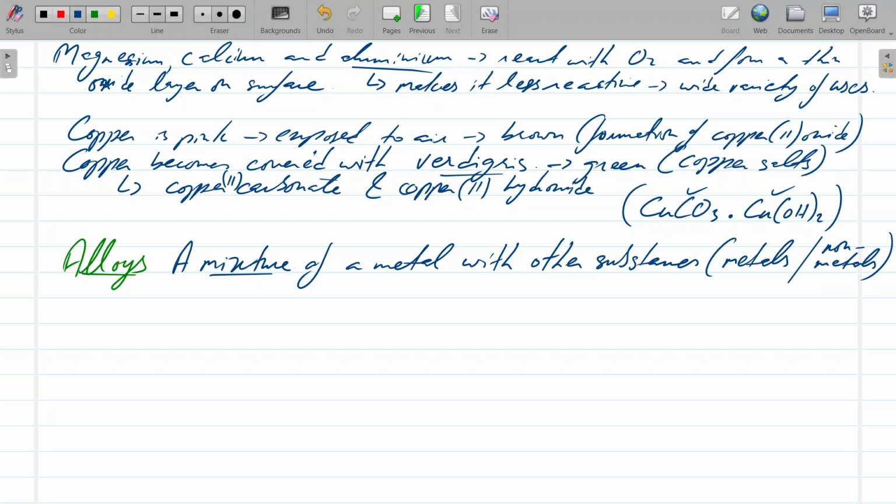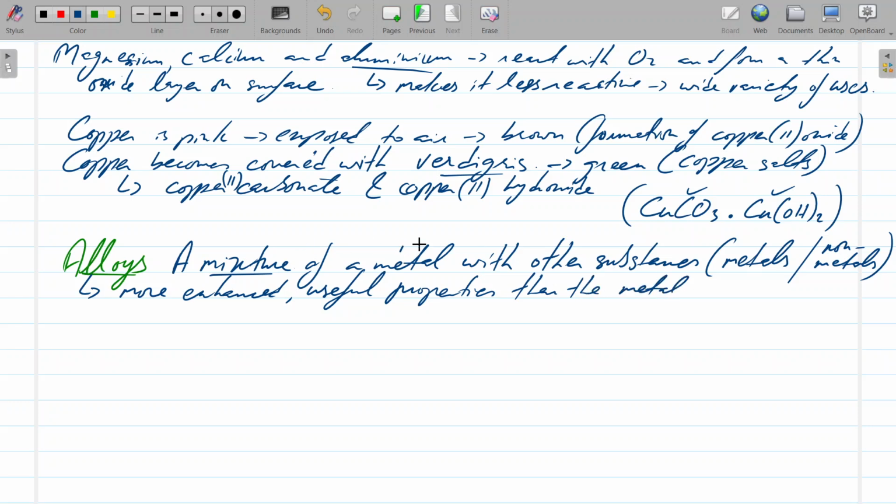And so what happens when you produce alloys of metals is that they have more enhanced useful properties than the metal itself. Which metal? The one that you use, into which you mixed other things. So, let's say the pure metal itself.